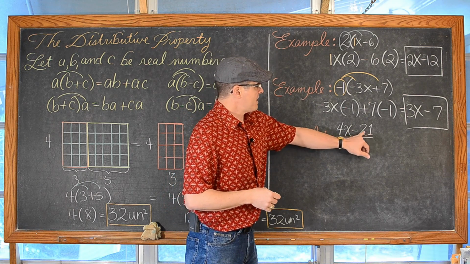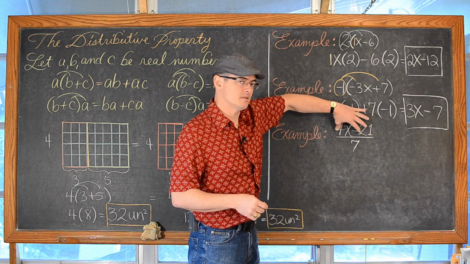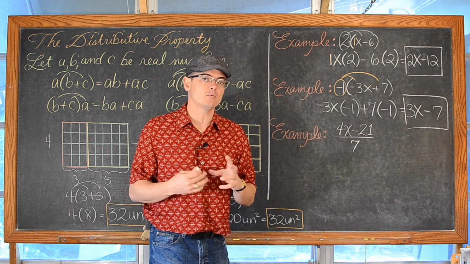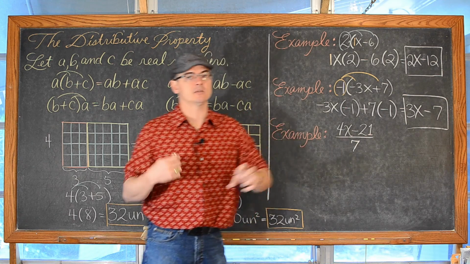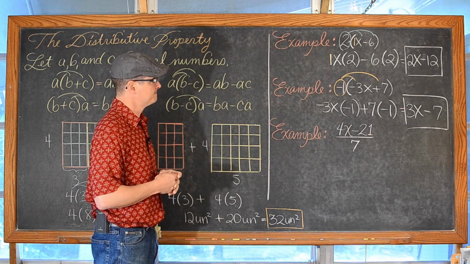But we have (4x minus 21) over 7. What I want to do with this is rewrite it so that there's not one big fraction, but separate them into two separate fractions. And technically the directions for all of these are to simplify.